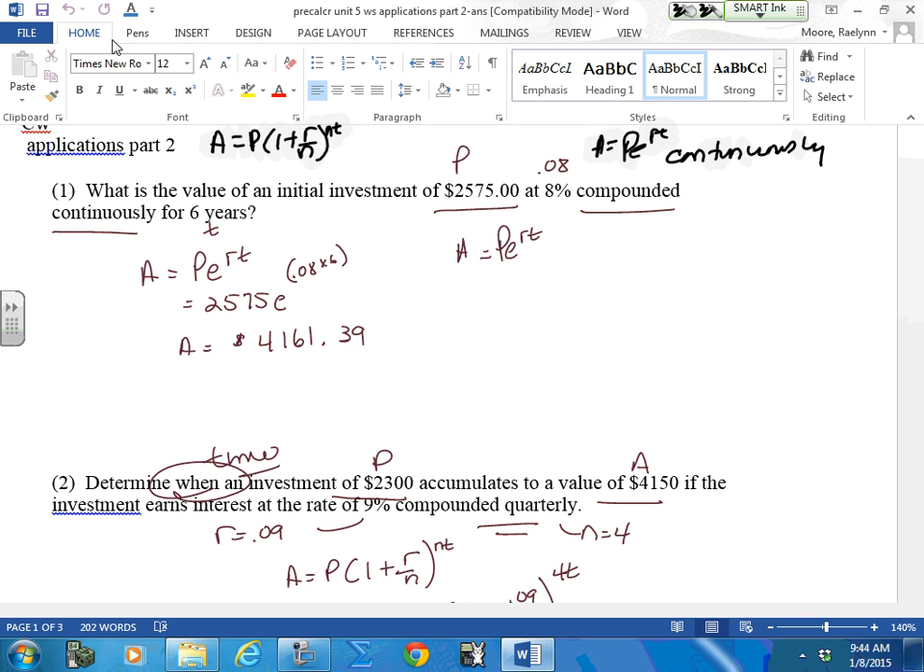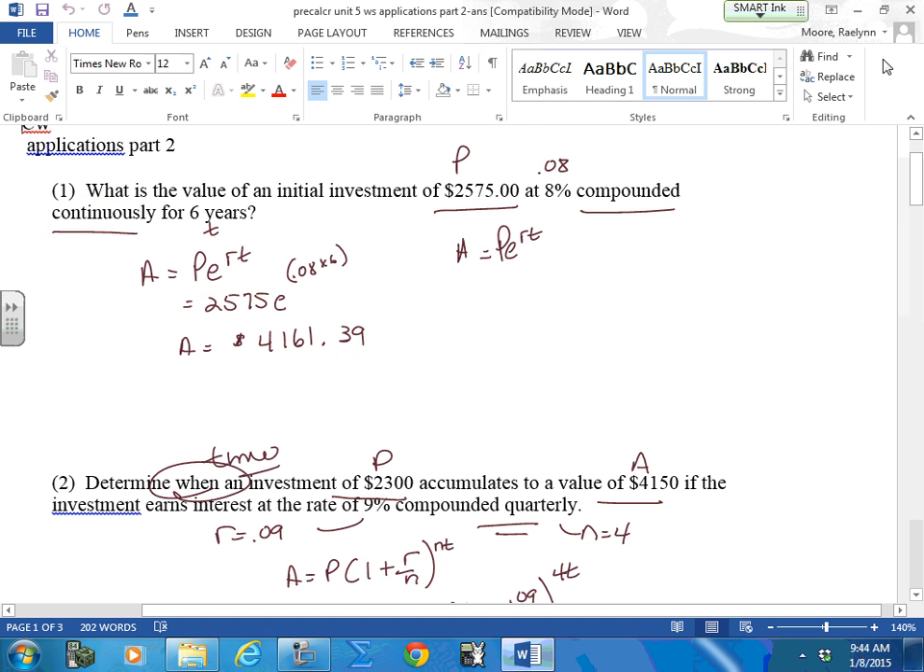For instance, did we do this one in class? We did the first two in class? Okay, so this one you're plugging in. This says compound continuously. So continuously doesn't give me any number, so I know I need to use P e to the r t. And to plug it in, all your money should be rounded to 2 decimal positions.